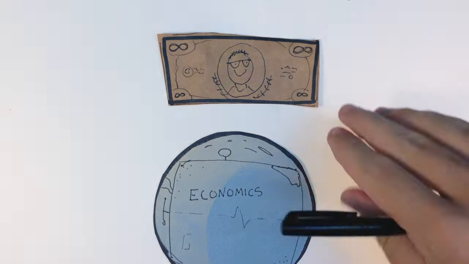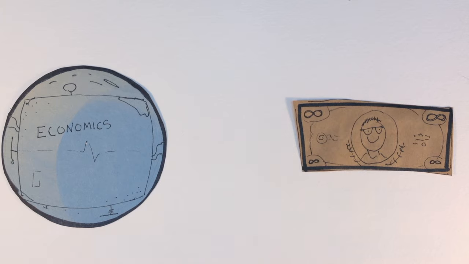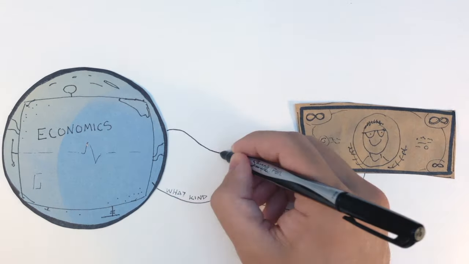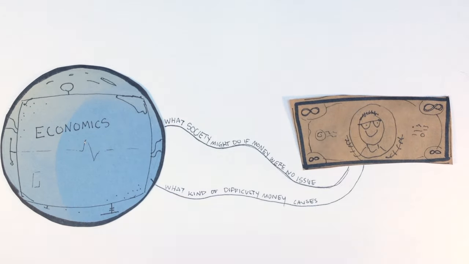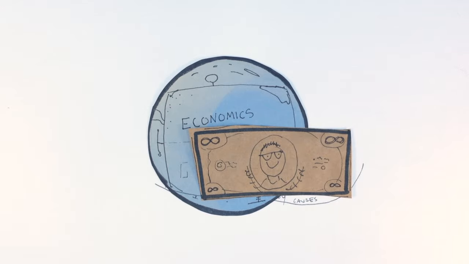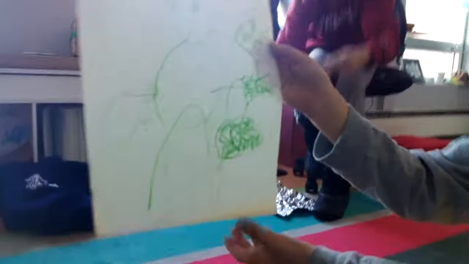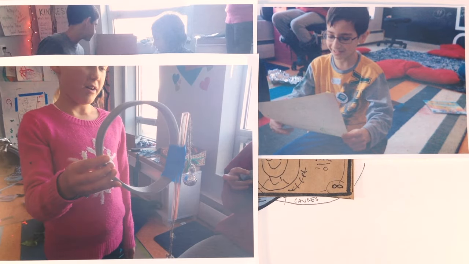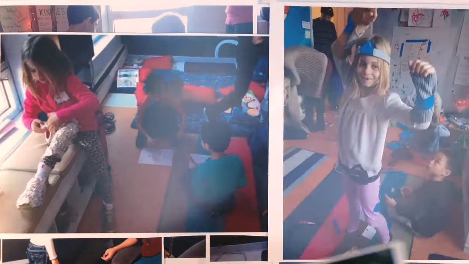Because not only can the invention of an infinity dollar bill open up an avenue for conversation about what kind of difficulties money causes or what society might do if money were no issue, but it gives the kids a personal, emotional connection to the exploration of that subject. And that's really what we hope to achieve in a humanist Sunday school. The willingness to investigate a wide range of subjects and to do so together.